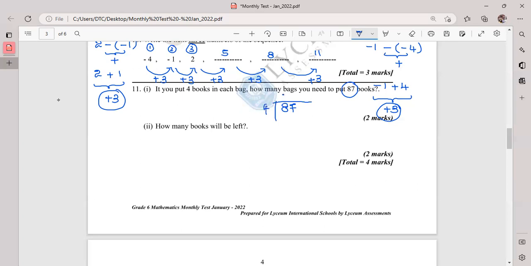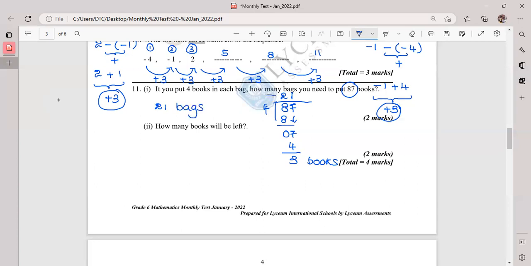What happened? 4 times 2, 8, 0. Then you bring 7 down, right here. So then for 7, how many 4s are there? 1. So then 3 books will be remaining on the table. When you fill it like this, take 4 books and put them into a bag, and another 4 books, another bag, another 4 books, another bag. Likewise, you can complete 21 bags, right? You can fill the 21 bags.